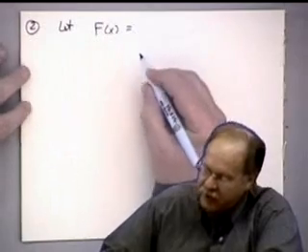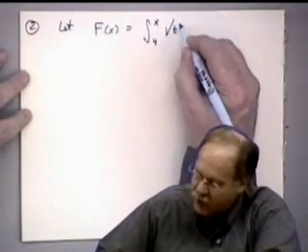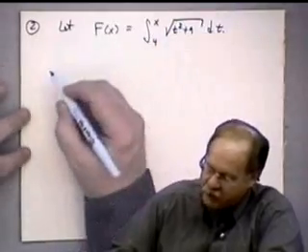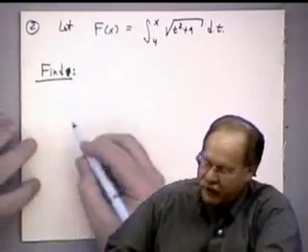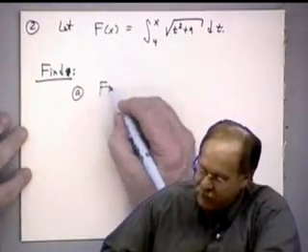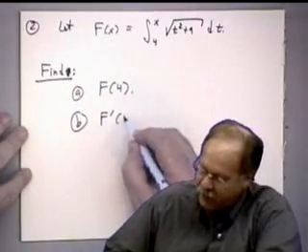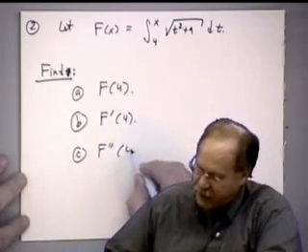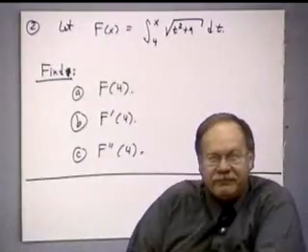Suppose you have the function big F of x is the integral from 4 to x of the square root of t squared plus 9 dt. Let's do 3 things. Let's find f evaluated at 4, f prime evaluated at 4, the first derivative, and f double prime, the second derivative, evaluated at 4. Go ahead and try that.